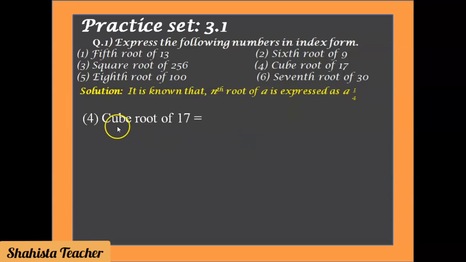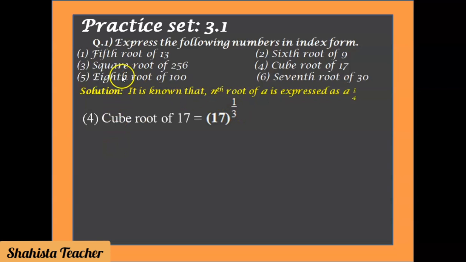Okay. Now sub question 4 here. Cube root of 17. Here the base is 17 and the cube is the upper part. So 1 upon 3, we will write above. So here we will put 17, and above we will put 1 upon 3. Is that clear?